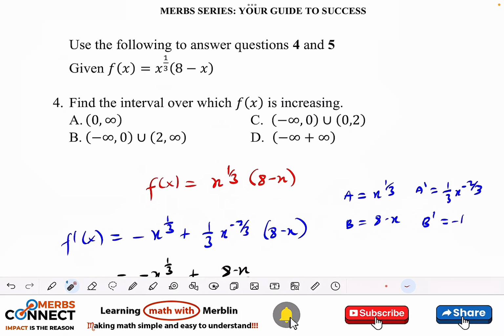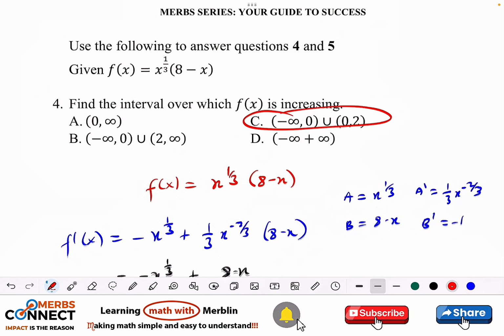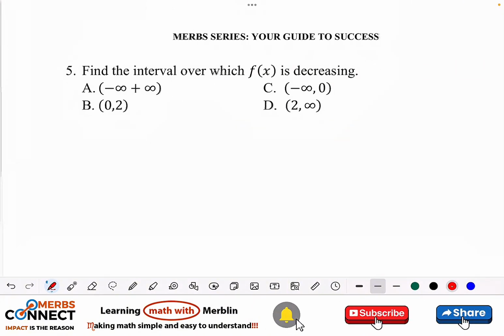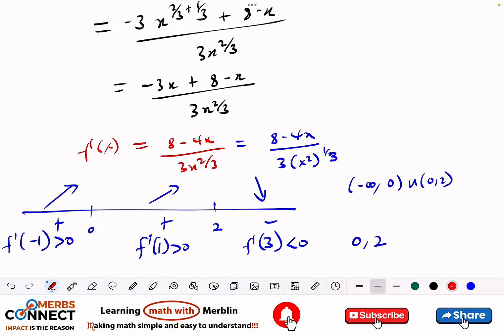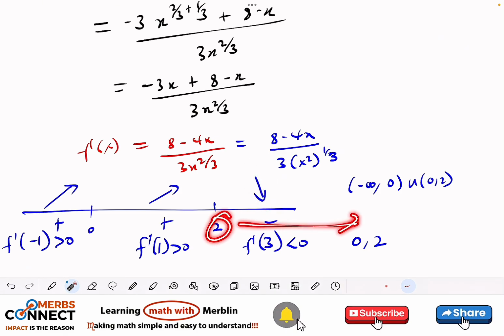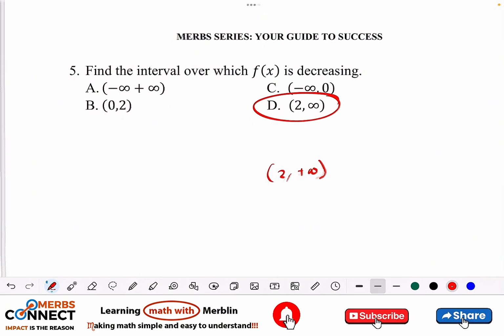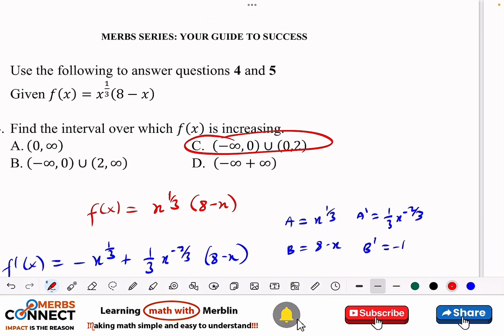So let's check whether you have the answer there. Yes, we have it there, which is C. Good. So that is the increasing interval. Let's look at the next question. We want to look at the decreasing interval. As soon as we are done with this, it helps us to find it. The decreasing interval is from 2 to positive infinity, and this one is going to give us D here. Good. So this one helps us to find questions 4 and 5.